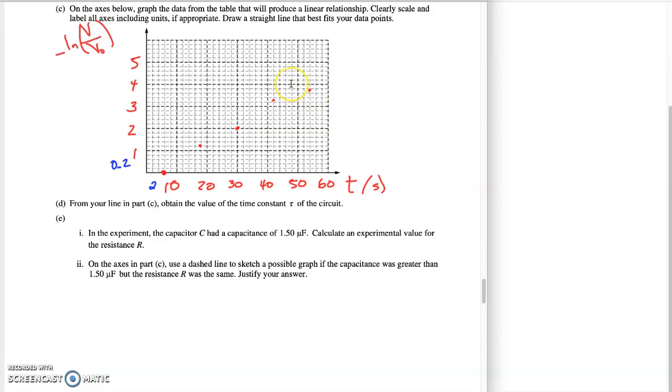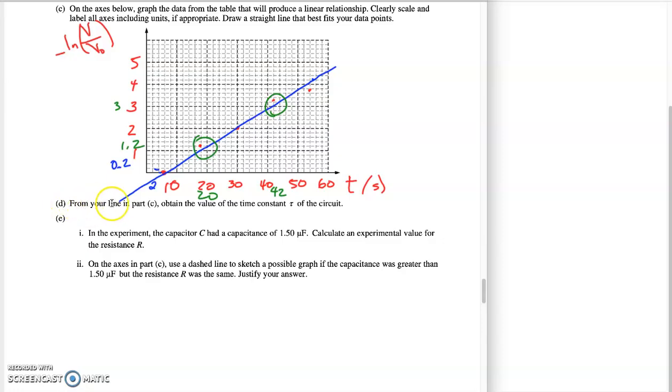Now I'm going to pause again and try to draw a straight line. This by itself could take me 10 minutes, which is why I need to pause the video. All right, having drawn the line, now we need to find a suitable point on the line, not the data points. So that one looks pretty good at 42 and 3. And this one looks pretty good at 20 and 1.2.